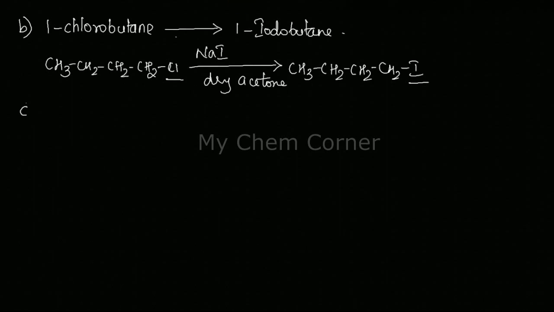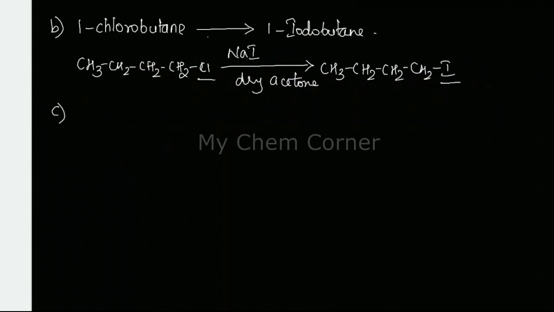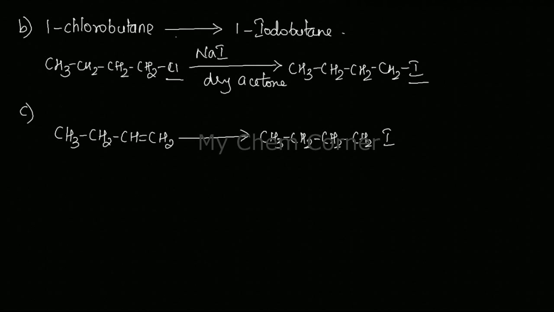Now the third one, let's see what the third one is. The third one is from but-1-ene. You need to prepare 1-iodobutane. Now this is an easy one. When I say but-1-ene, this is my structure of but-1-ene. From here, I need to prepare 1-iodobutane. So I have CH2, CH2 and I. Now what is happening over here? You had a double bond here and from that it is becoming a single bond.